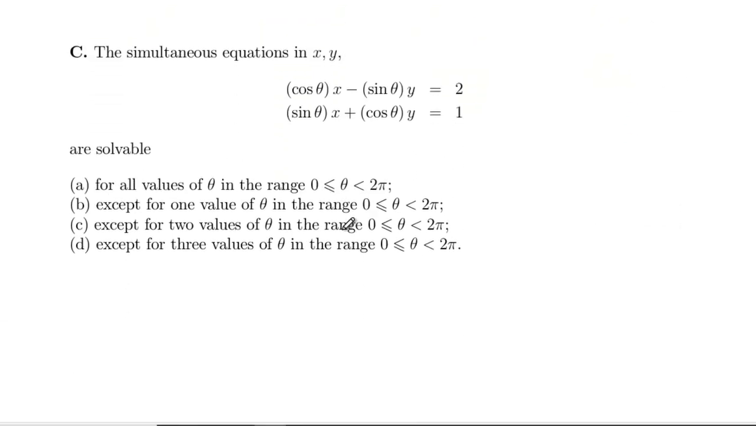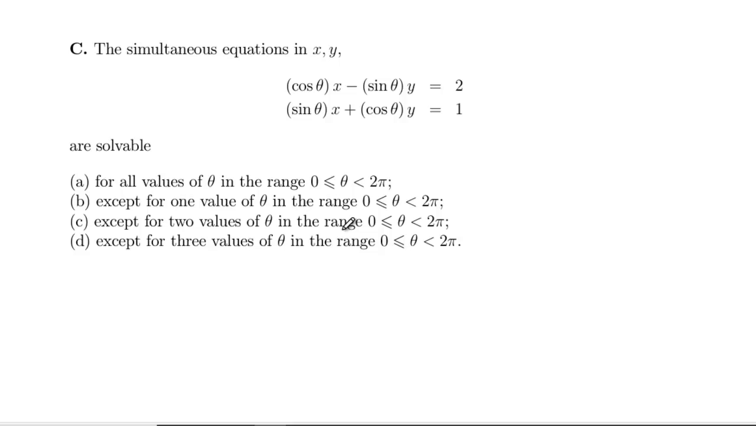So that is B. C. The simultaneous equations in x and y, with some trig in, are solvable for what values of theta in the range 0 to 2 pi? Is it all of them, all except 1, all except 2, all except 3? Okay, it's not immediately apparent.